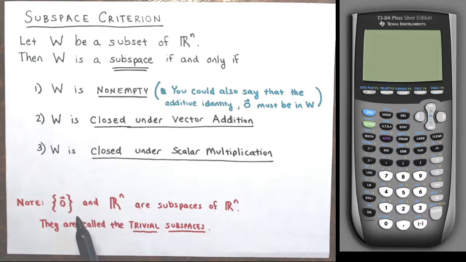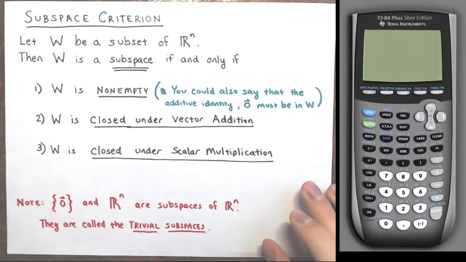So the set with just the zero vector and the space itself are considered subspaces of Rn, but these are the easy ones. They call these the trivial subspaces. We're going to see examples of some non-trivial subspaces, or proper subspaces, in the coming pages. I have to check these three things. Here are some examples.